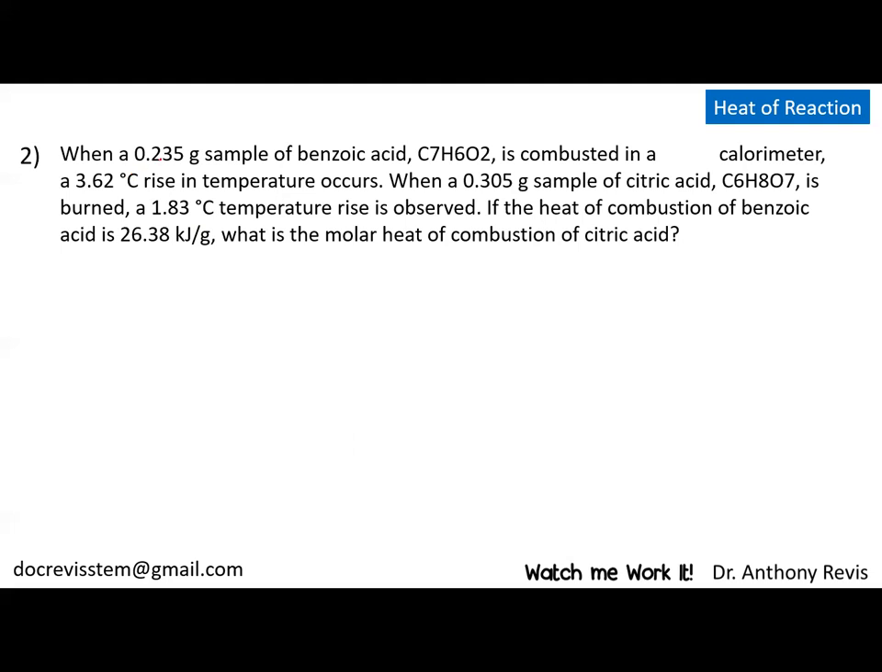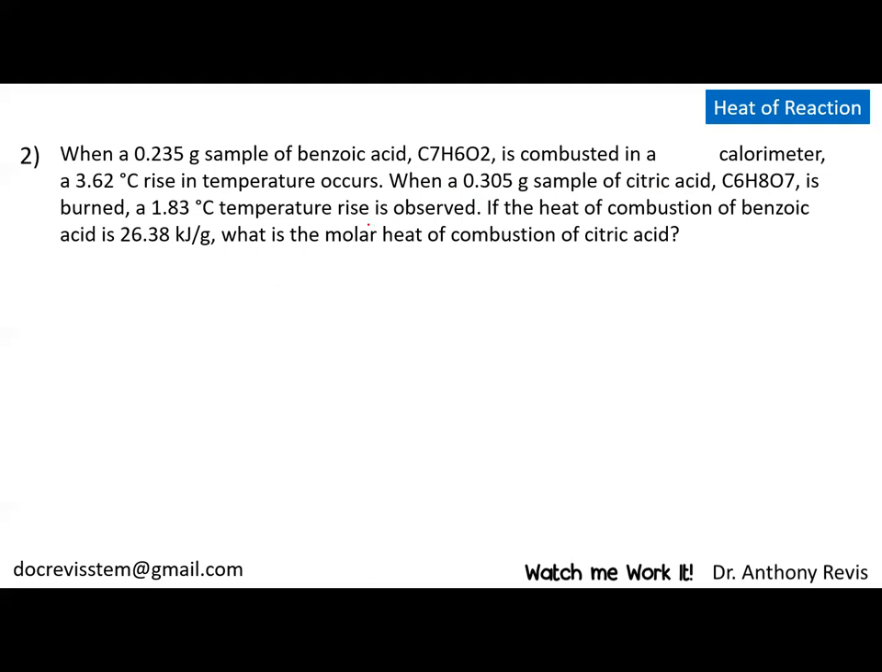When a 0.235 gram sample of benzoic acid is combusted in a calorimeter, a 3.65 degrees C rise in temperature occurs. Okay, so that's one event. Event number 1. Got it? Next event. When a 0.305 gram sample of citric acid is burned, a 1.83 degrees temperature rise is observed. Got it? All right, that's the second event.